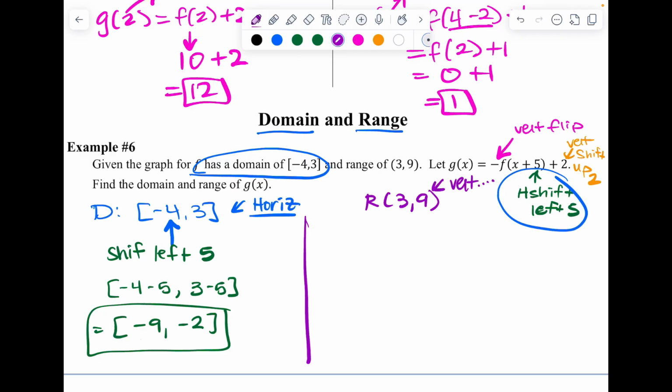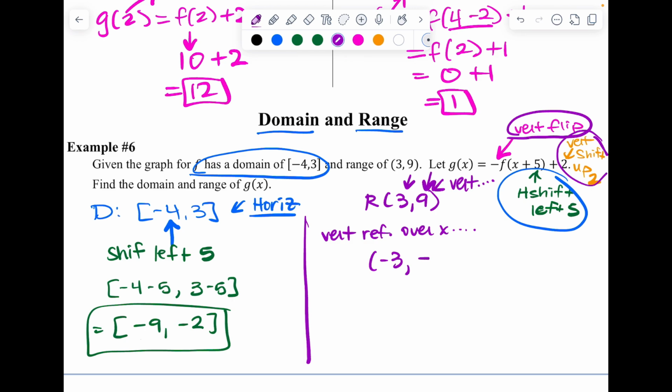For the range, remember, these are the y values, which will be changed vertically. So anything vertical is going to change it. I have two things: a vertical flip and a vertical shift up 2. Let's do the vertical reflection first over the x-axis. If something is flipped over the x-axis, it goes from positive to negative or negative to positive. So if this is positive 3, flipped over the x-axis, it will now be negative 3. And if this is positive 9, it will flip to be negative 9.